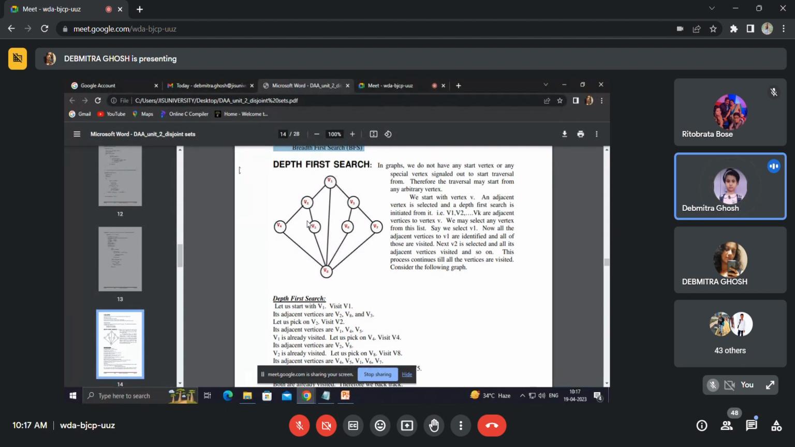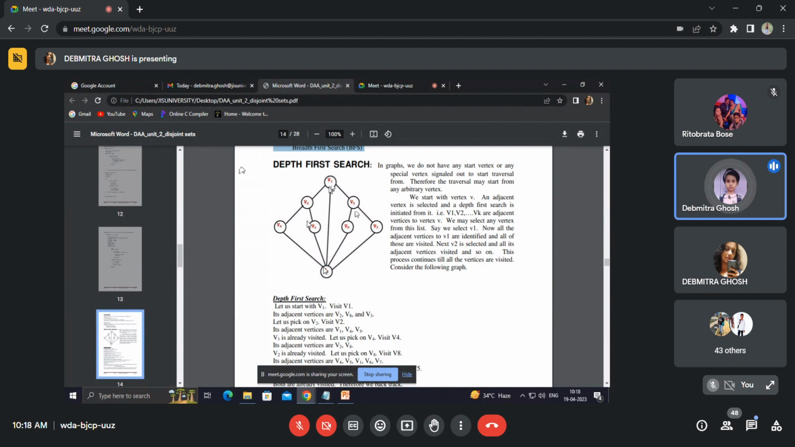Now, what is this depth first search? Here, what we do, we first visit this V1. After visiting V1, we find the adjacent vertex as V2. From V1, there are three edges, right? One edge is going from V1 to V2. Another edge is going from V1 to V3. And the last one is going from V1 to V8. So, what are the adjacent vertices of V1? The adjacent vertices of V1 are V2, V3, and V8.